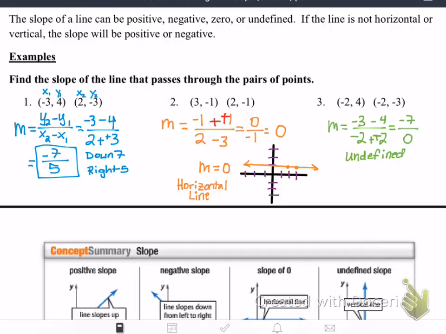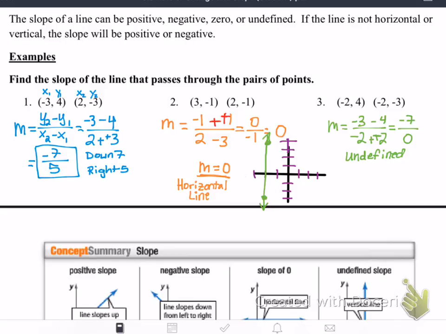So whenever a slope is 0, that means there's a horizontal line happening on the graph. Now what about number 3? What would that look like? In number 3, the coordinate points that they ask for are -2, 4, that's up here, and -2, -3, that's down here. And so if you connect these points, you'll notice we have a vertical line.